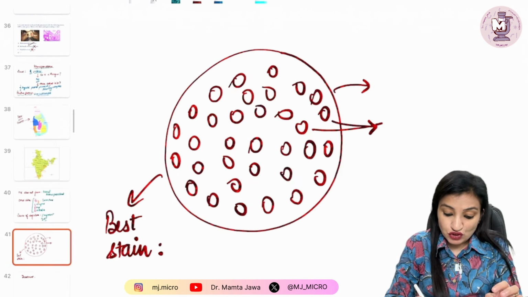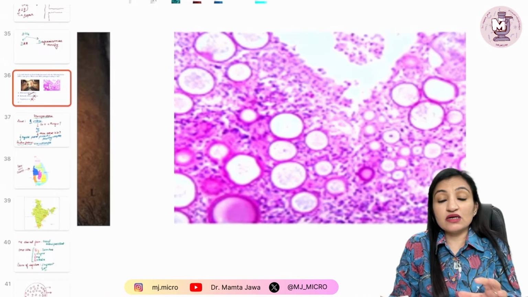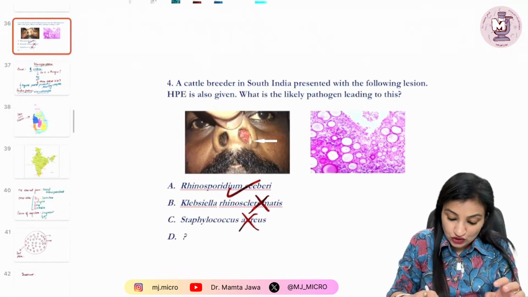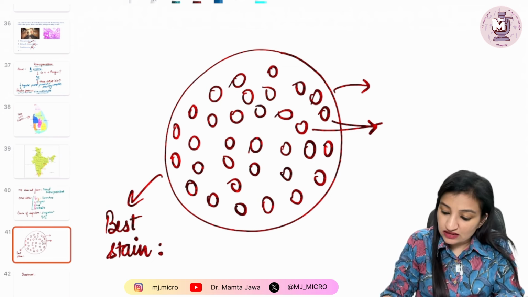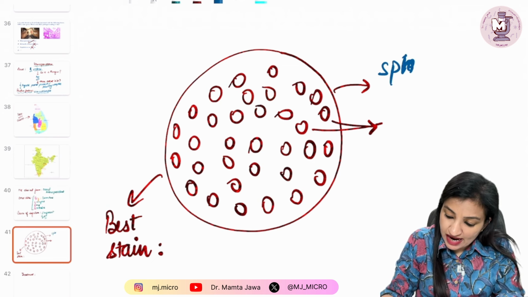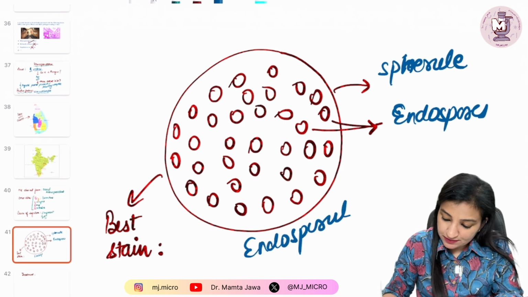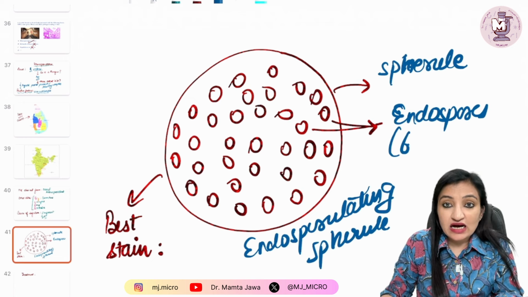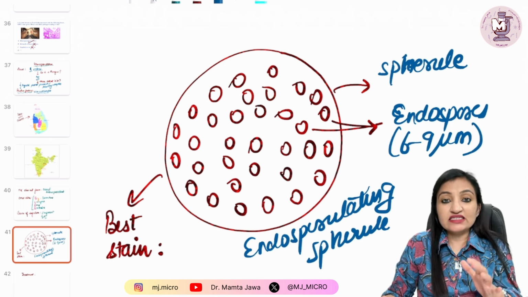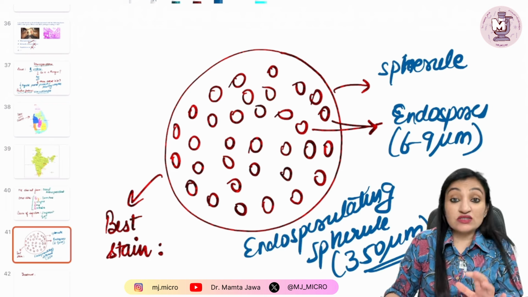And as we saw in the question also, you can see this microscopic picture. So what are these? These are nothing but spherules containing the endospores. This is a schematic representation where you can see this bigger circle is nothing but a spherule, and this spherule is lodging the endospores inside. So this spherule is known as an endosporulating spherule. The endospores inside are 6 to 9 microns in size, and the endosporulating spherule can be up to 350 microns in size.